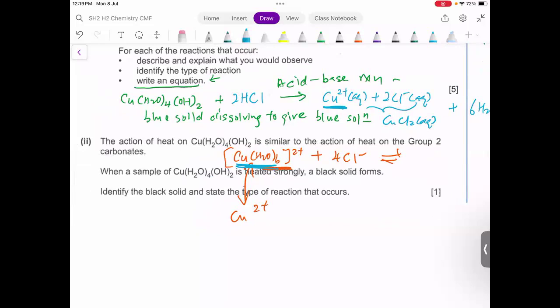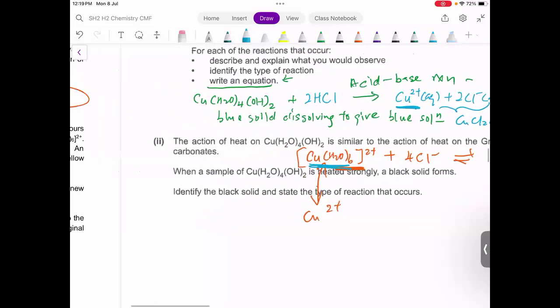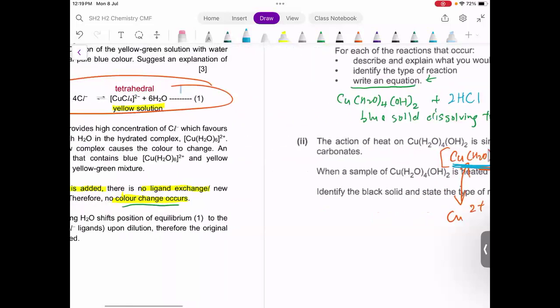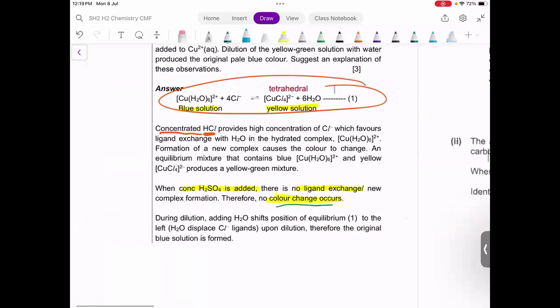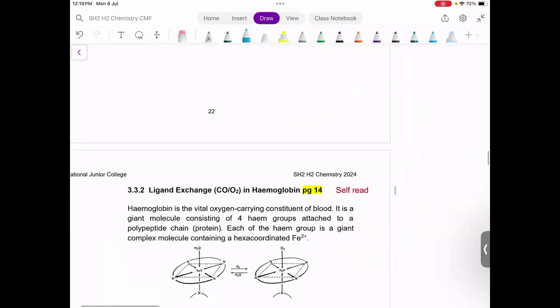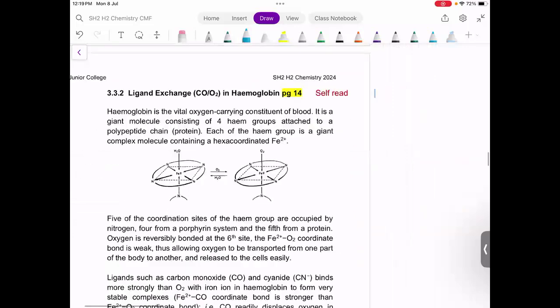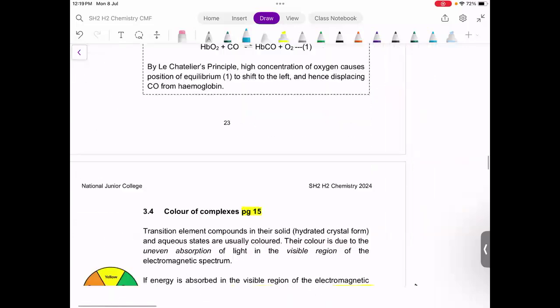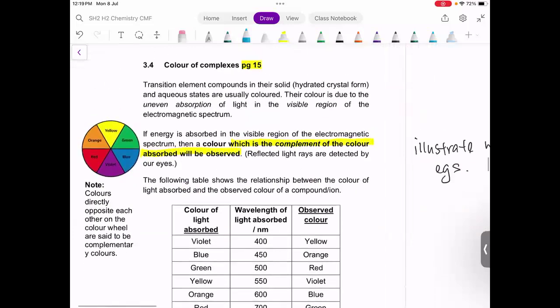Part two is your chemical periodicity also. Okay, I will not go through that. So let's look at page 14. Please read yourself. Okay, page 15. I mean, some of you do physics, right?